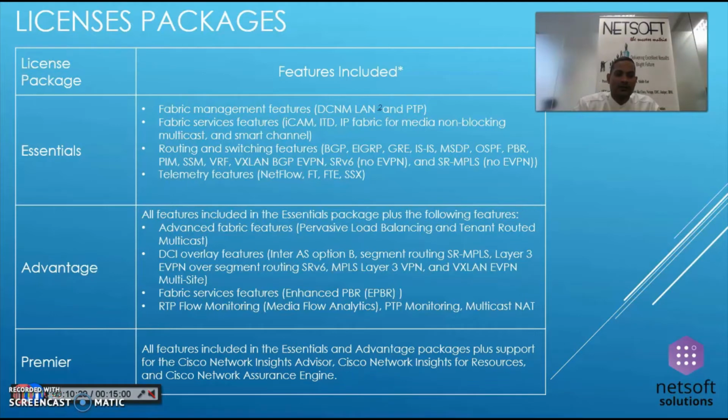The second type of licensing package is Advantage. In this Advantage package, you have all the features of Essential. Along with that, you have a few advanced features such as load balancing, DCI or overlay features, MVPN features, multi-site EVPN features, and MPLS features. All these features come when you have Advantage as the license package.